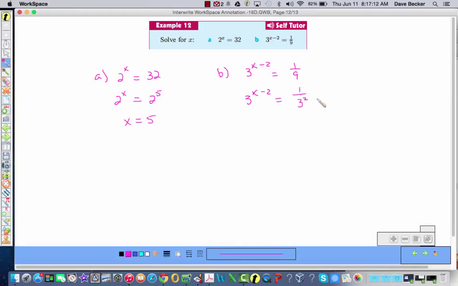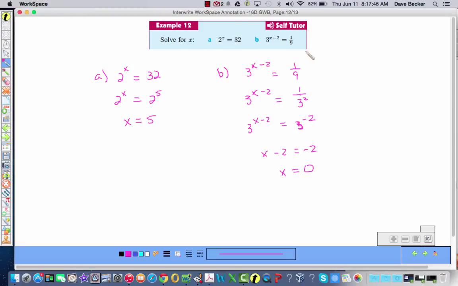We're not quite there yet, because I need to write 3 to the x minus 2 so it has the same base. It does not yet, because we need to bring 3 up, equals 3 to the negative 2. Same base, therefore the exponents must be equal. x minus 2 equals negative 2, so therefore our solution is x equals 0, which probably was apparent right away.